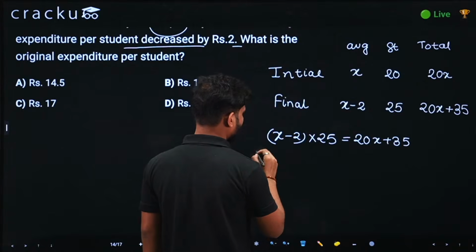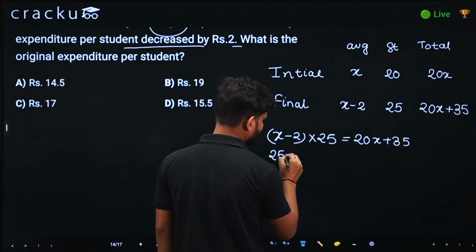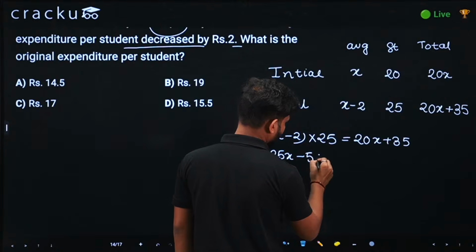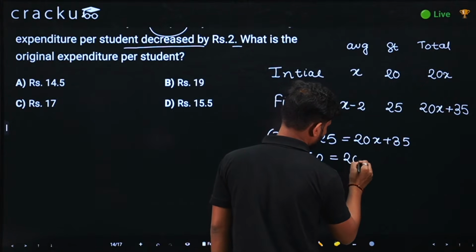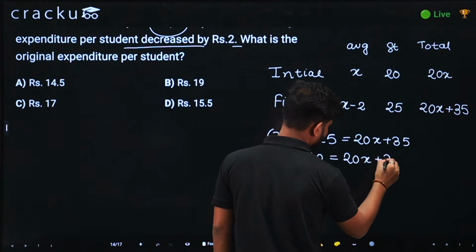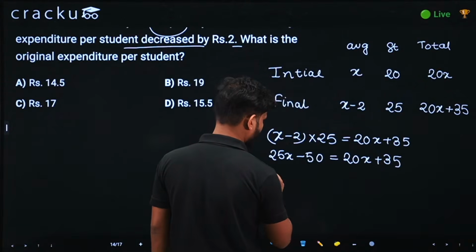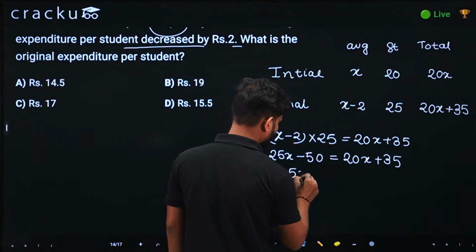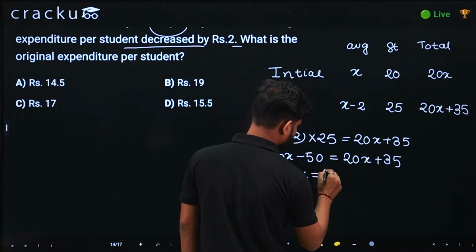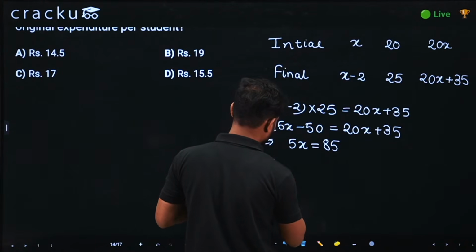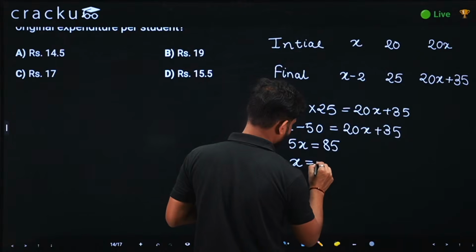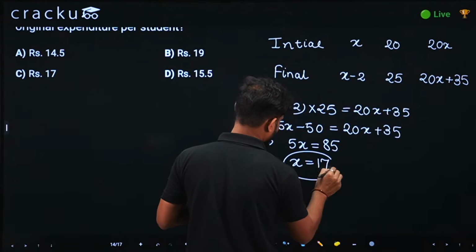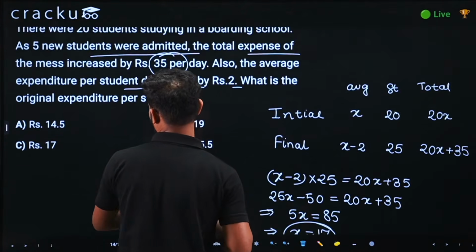Just multiply this, what will you get? You will get 25x minus 50 is equal to 20x plus 35. From here you will get 5x equal to 35 plus 50, which is 85. And from here you will get x equal to 85 by 5, which is 17. So the answer to this question will be 17.